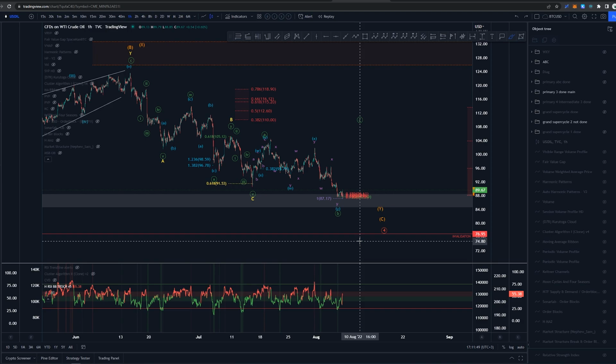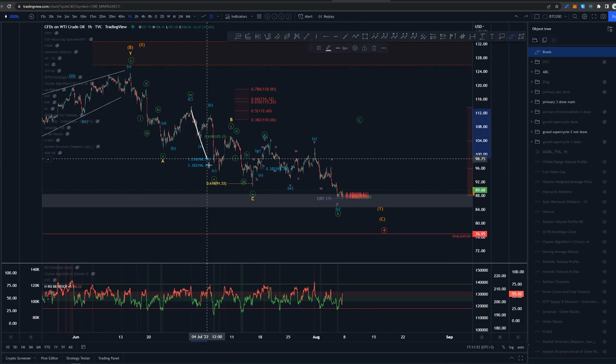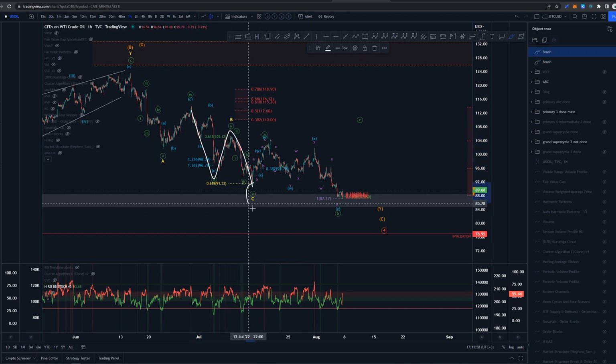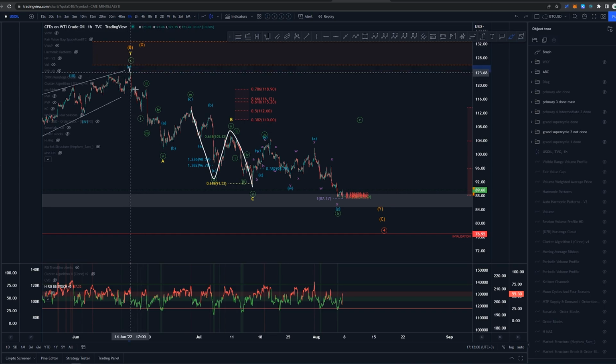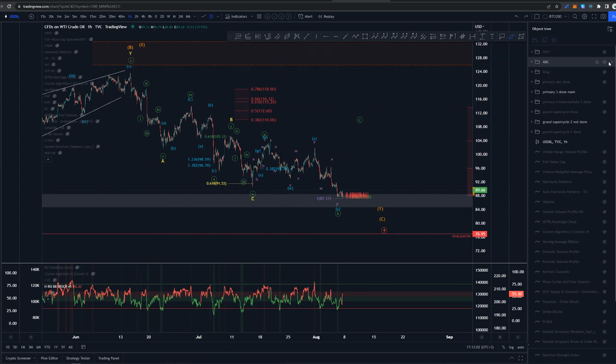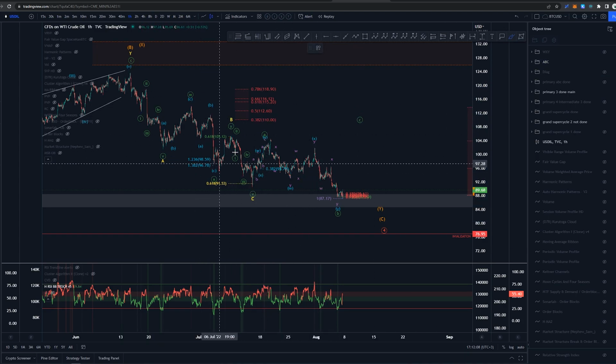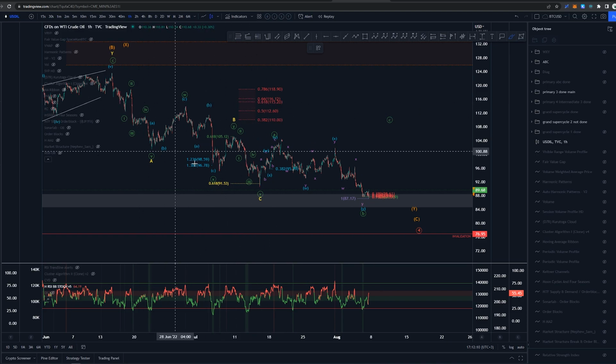I kind of don't like this at all. It is possible that B wave is here, and instead we would have this as an ABC to complete a WXY here, overall something like this. Did I have it here? Yeah, I do. So that's another possibility. I just haven't labeled this as that, just because we have a bit different view on here.